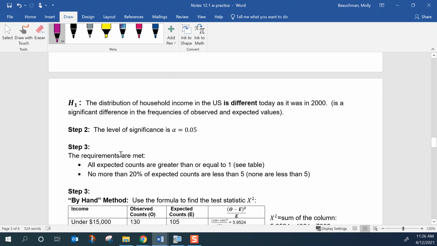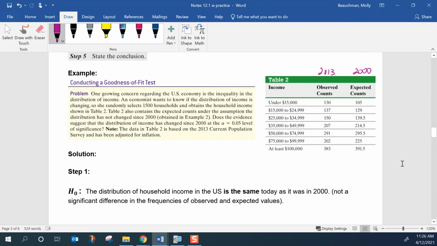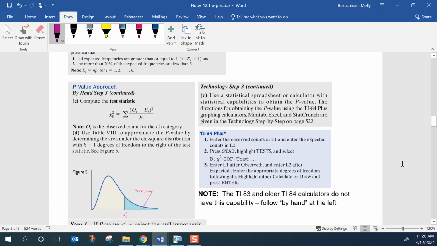Step 3, the requirements are met because all expected counts are greater than or equal to 1, and no more than 20% are less than 5. As a matter of fact, none are less than 5. So how do we conduct the test? So the by hand method, okay?